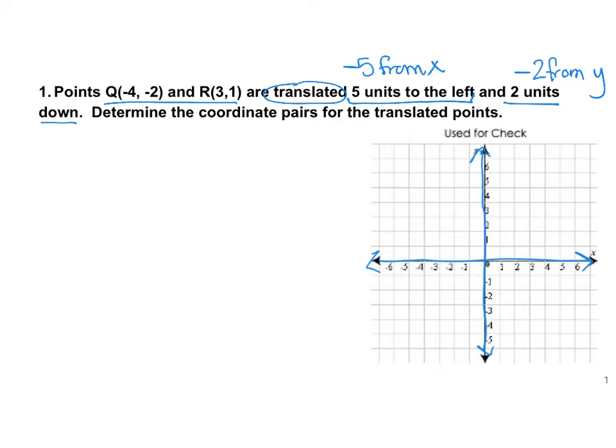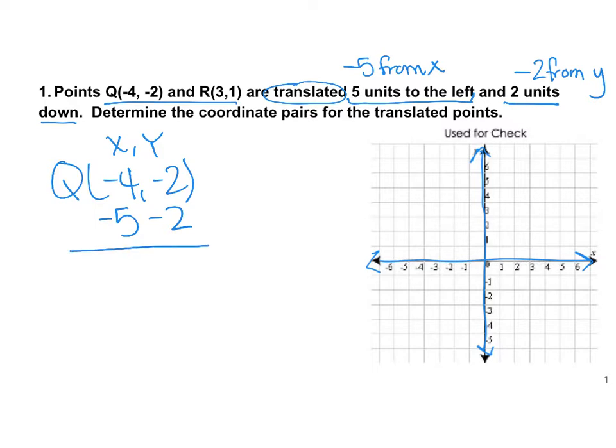All right, so when I set it up, I write my first point. Q is at -4, -2. X comes first, y comes second. You also want to write that in, x and y, okay? I'm subtracting 5 from x. I'm subtracting 2 from y. This is going to give me Q prime.